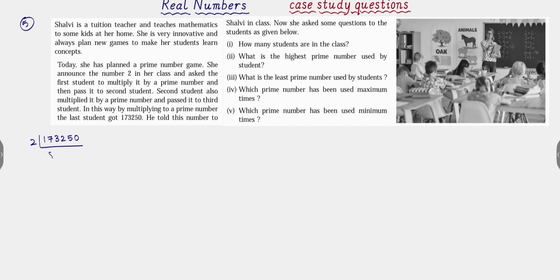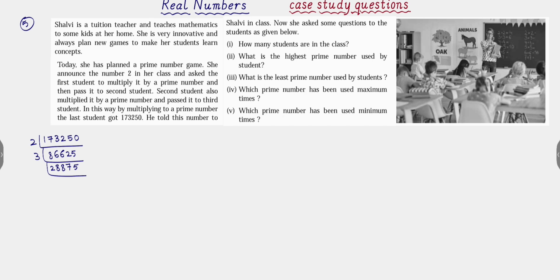2 8s are 16, 1 will be left over. 13, so 2 6s are 12, again 1 will be left over. 12, now 2 2s are 4, 10, so 2 5s are 10. Now we can divide it by 3. 3 2s are 6, 2 will be left over. 26, so 3 8s are 24, again 2 will be left. 26, again 3 8s are 24, again 2 will be left. 22, 3 7s are 21, now 1 will be left. 15, 3 5s are 15.